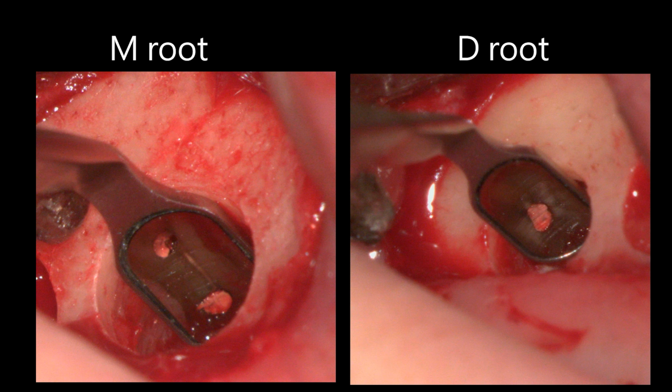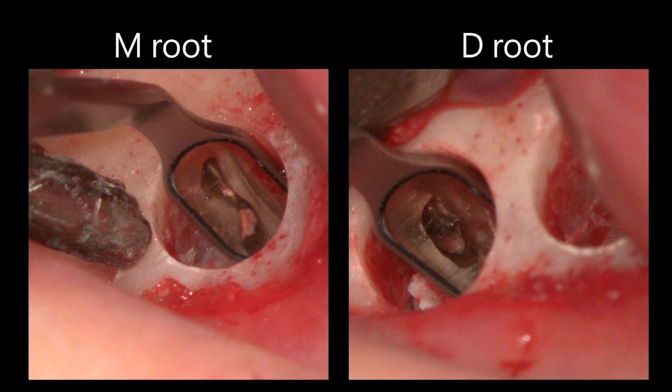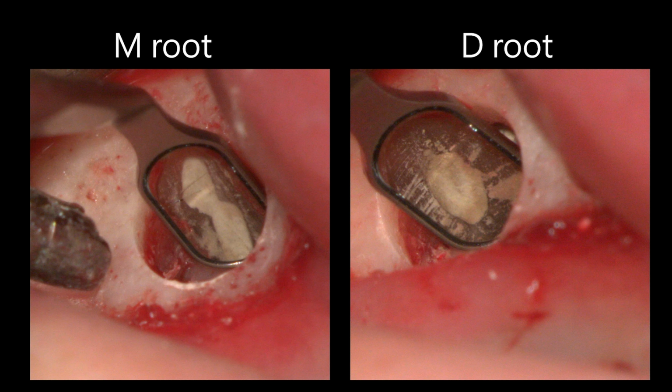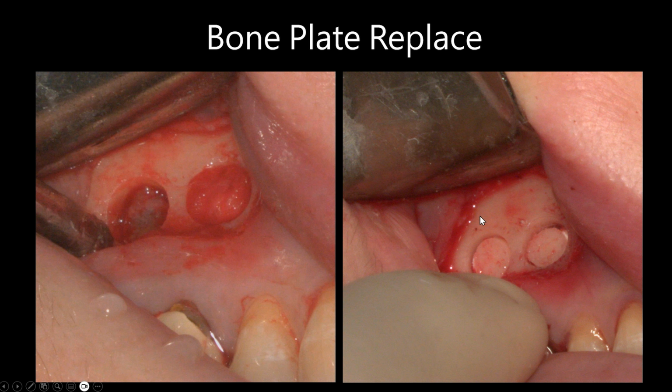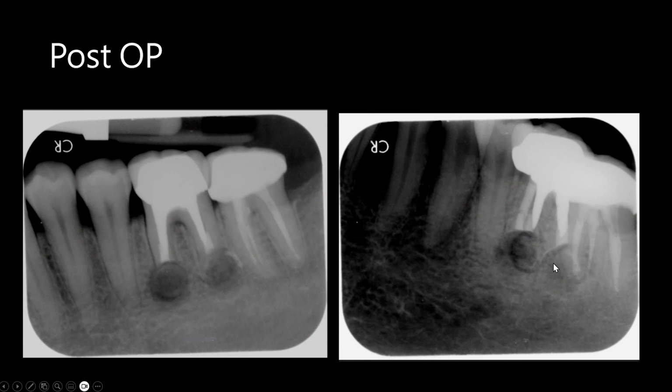And this is the mesial root. As you can see, there is the isthmus, and this is the distal root. So we clean the mesial root, the isthmus, and the distal root, and we fill it with MTA. And this is the bone plate. After we finish all the apical part, we put the bone plate back. And this is post-operative.